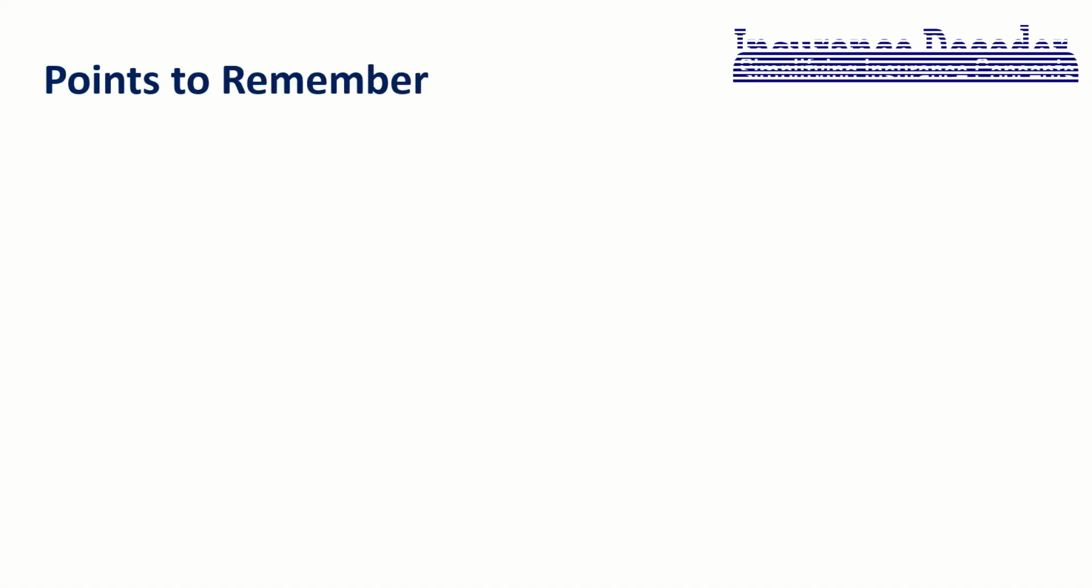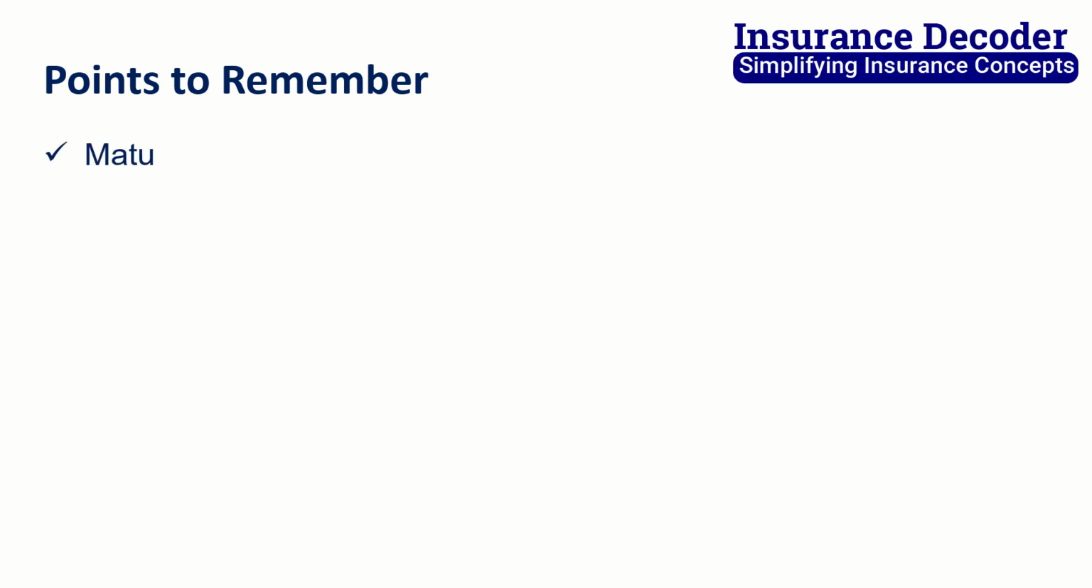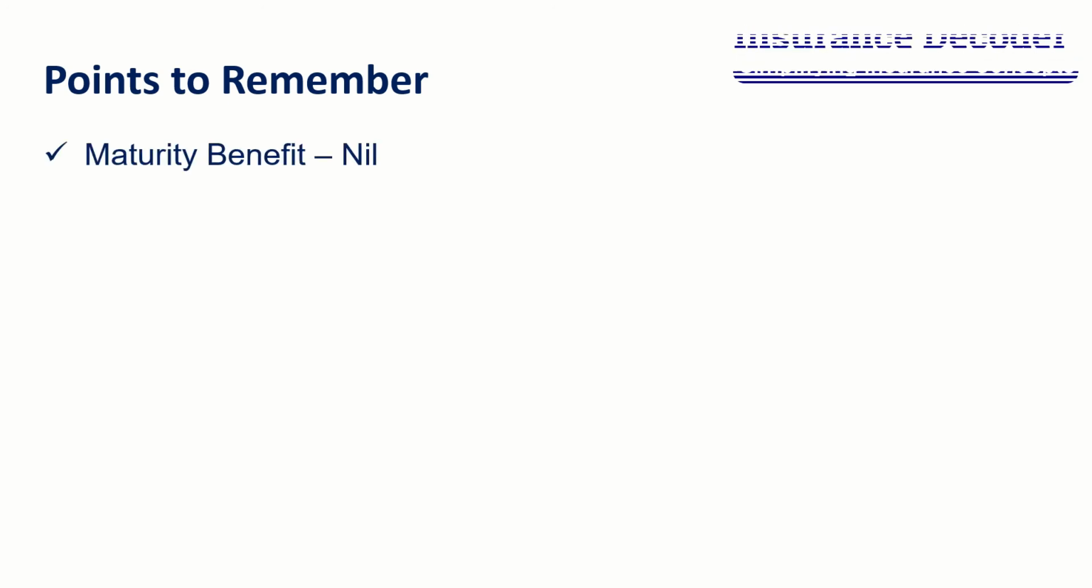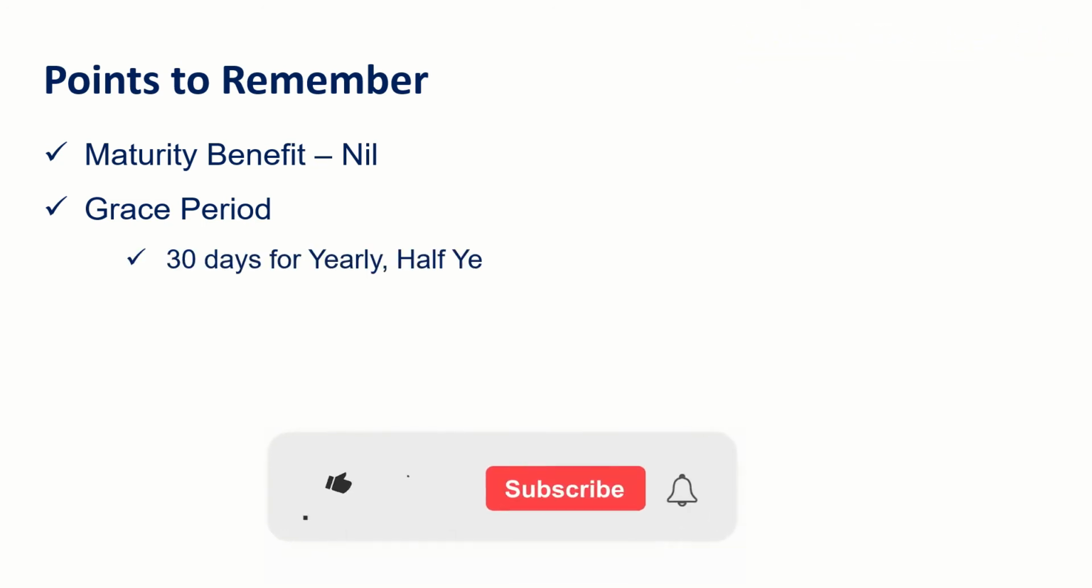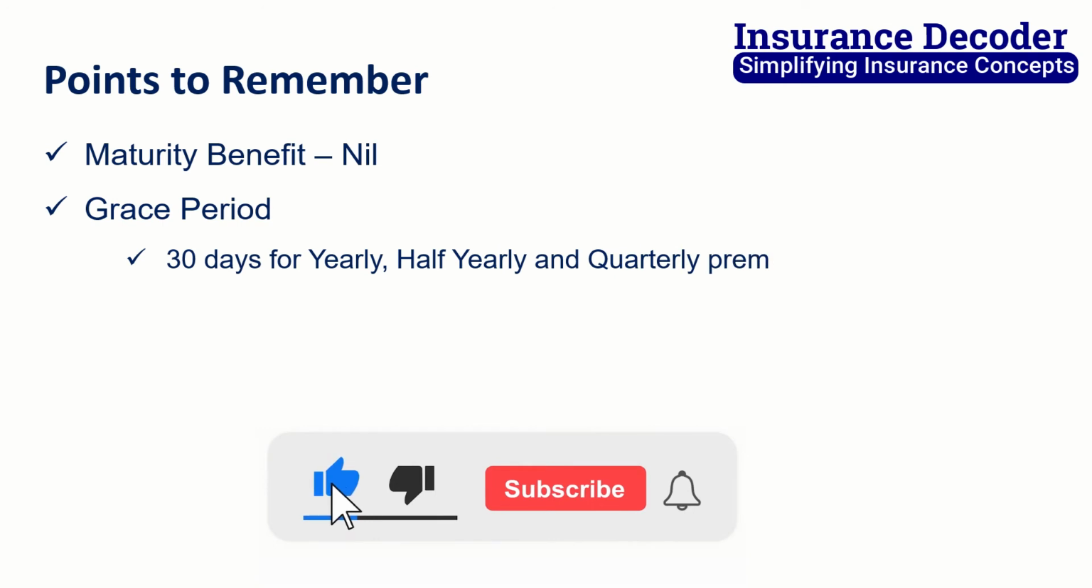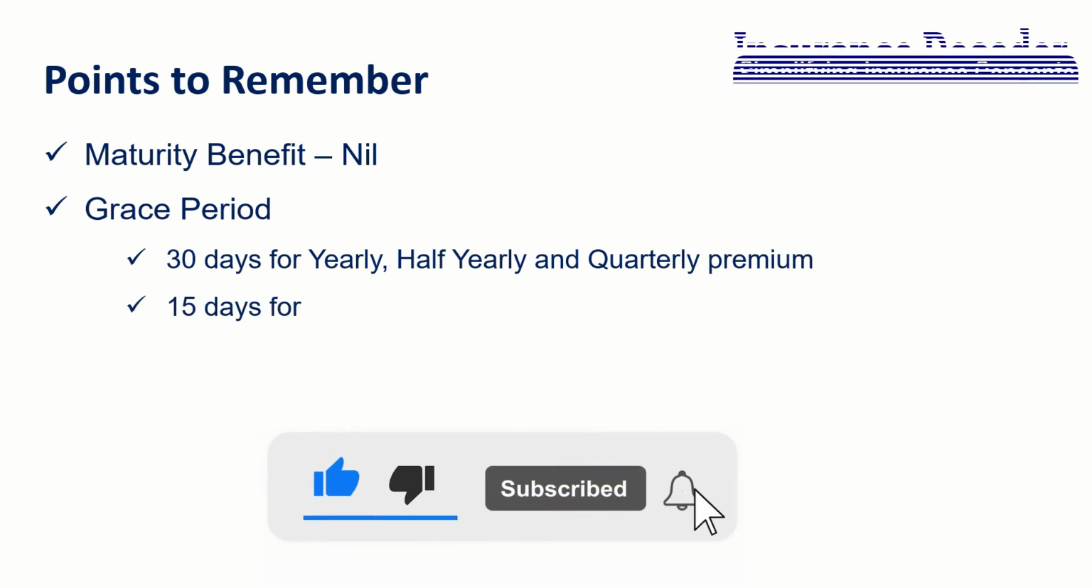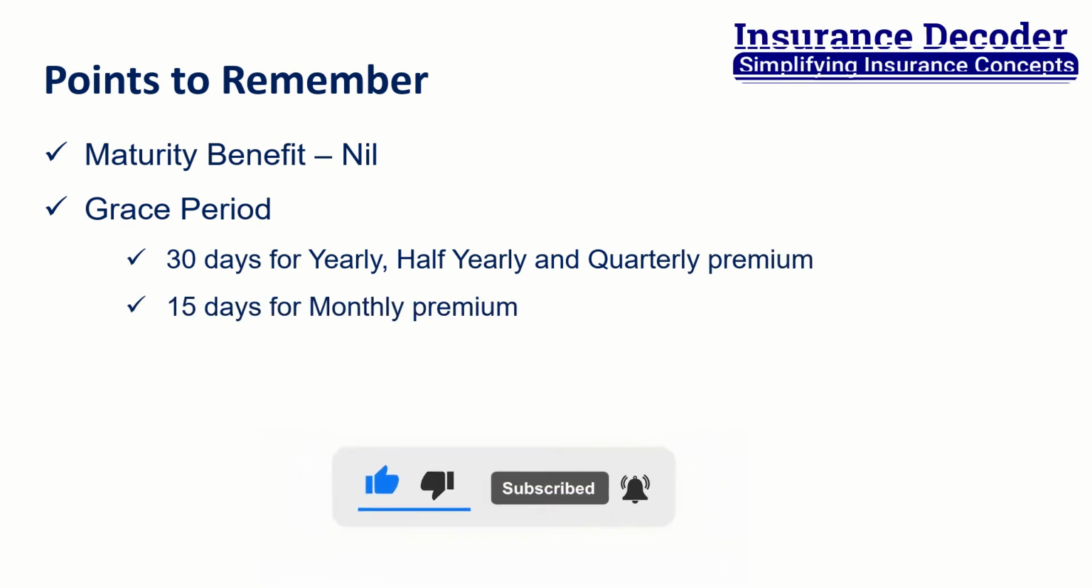Now, friends, let's talk about the points that you have to keep in mind if you are buying the term plan. There is no maturity benefit since it is a term plan, and as you know, in term plans there is no maturity benefit. Grace period, they have given a 30 days grace period for yearly, half yearly, and quarterly premium payment. And for the monthly payment, they have given a 15 days grace period.